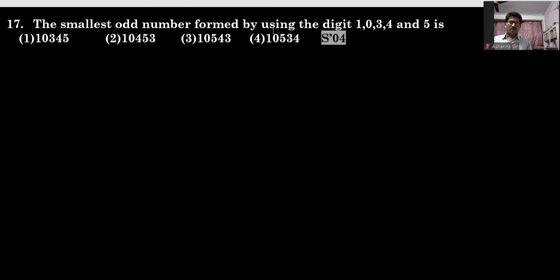The smallest odd number formed by using the digits 1, 0, 3, 4 and 5 is. Smallest odd number. To write the smallest odd number, we should write a smaller digit to a larger digit. 1, 0, 3, 4, 5. Smallest odd number 10,345. 10,345, option 1.